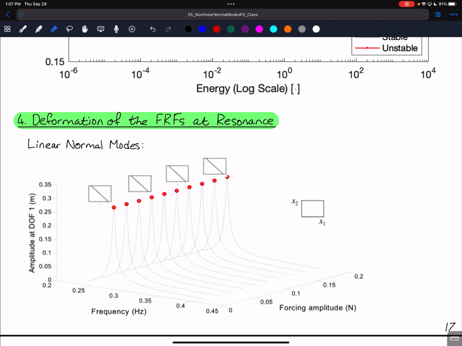If you compute the frequency response function for a linear system for a varying forcing amplitude, what you find is that they're all the same because it's a linear system, and by definition it should be the same. And then you could connect all of these by a single line, and that would then give you the curve in a frequency energy domain.